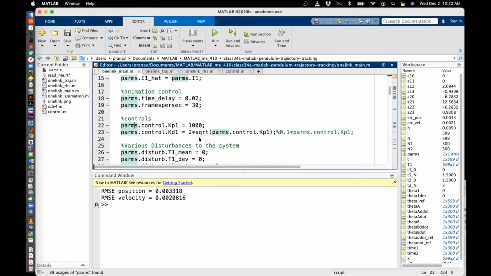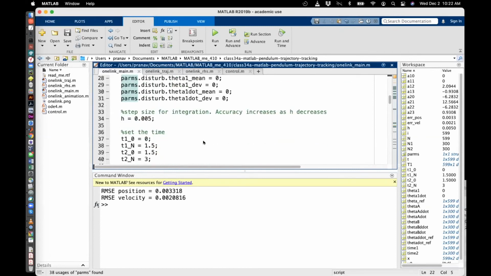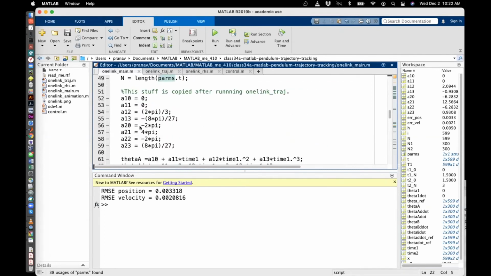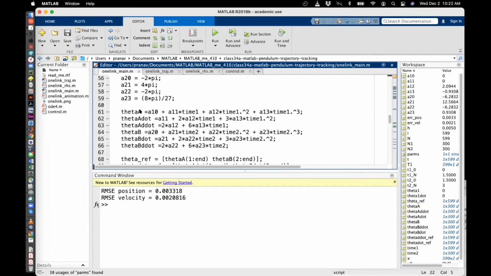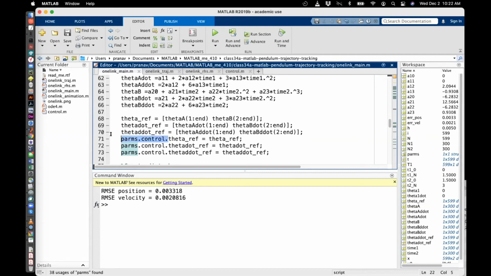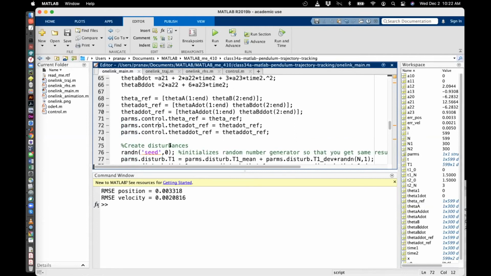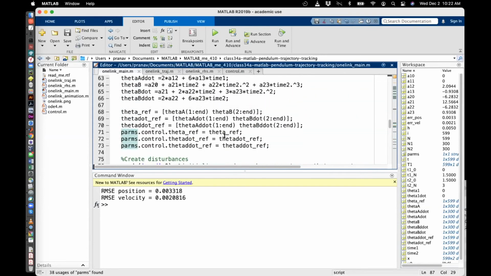So how did it do that? Well, first of all, once I got these A's, I got the reference motion. Remember that there are two references, one for the first part and one for the second part. Those are shown as A and B. Then I pack them into a control parameter, which I then send to this one link RHS, the right hand side, as an input parameter params, which has saved all these reference motions: theta ref, theta dot ref, and theta double dot ref, though I don't use it.